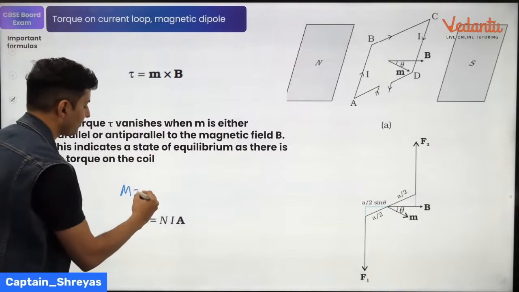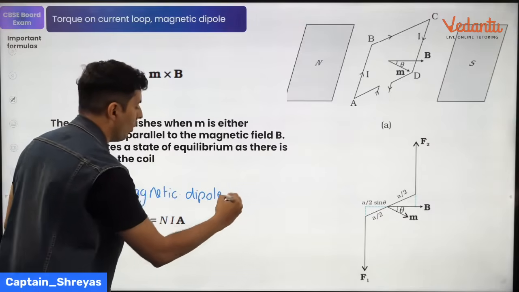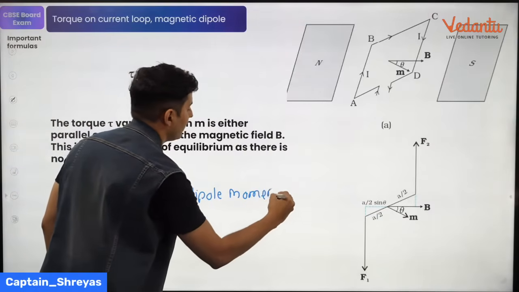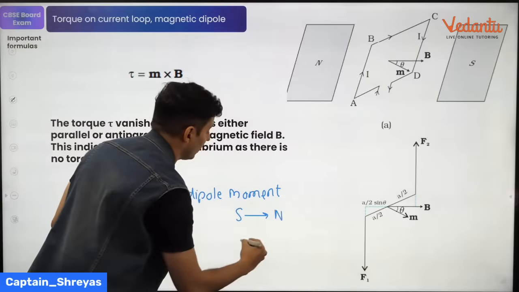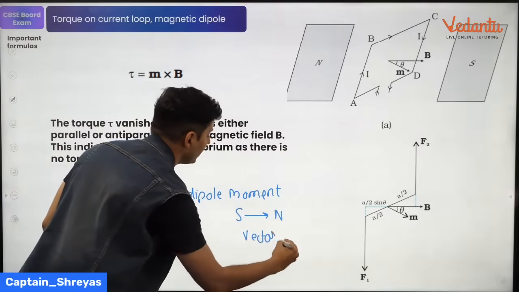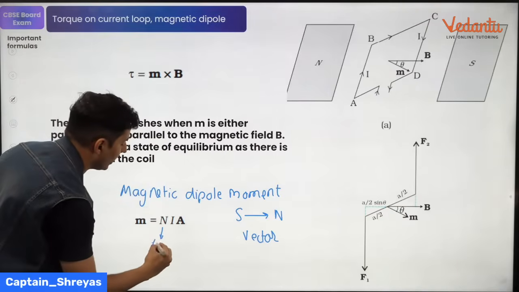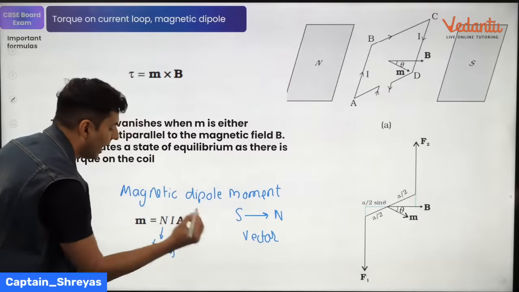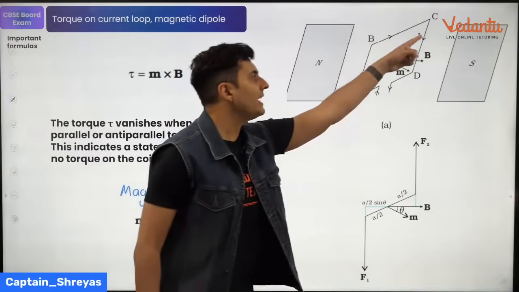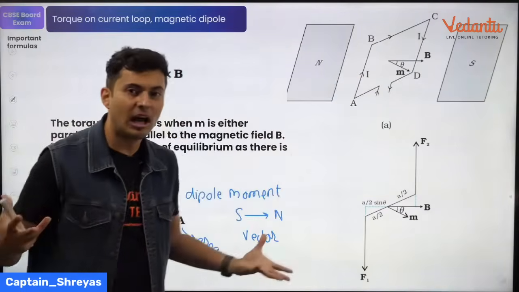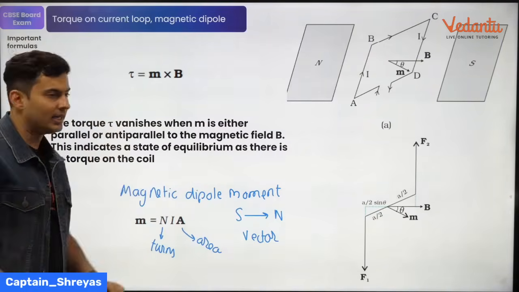The magnetic dipole moment, just like your electric dipole moment. Always it's from south pole to north pole. It is a vector quantity. That formula is NIA. N is obviously the total number of turns because it is capital, I is current, A is nothing but the area of the coil. Big area, many turns, large current, very strong equivalent magnet, very strong magnetic dipole moment.